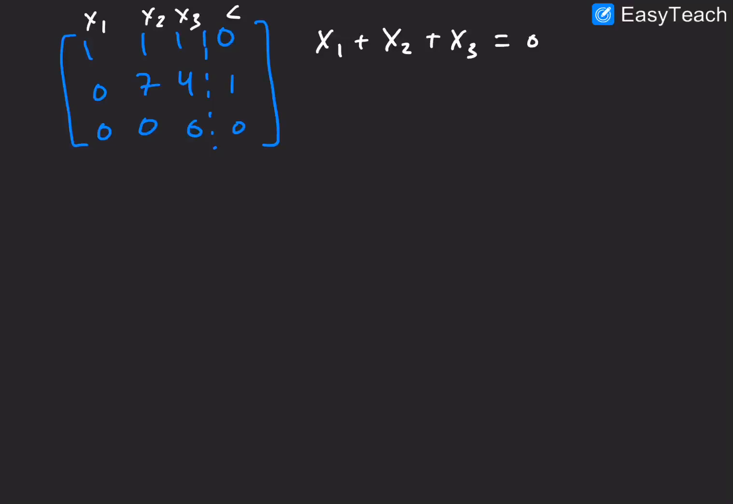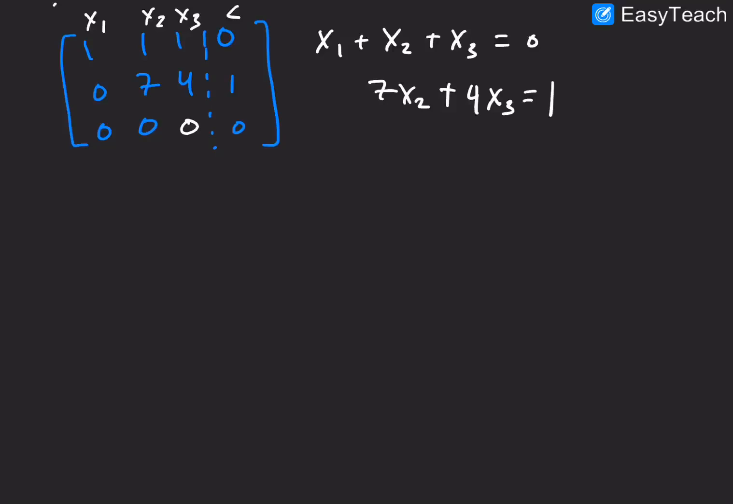Okay, so there's one equation, and my next equation will look like there's no x sub 1 coefficient, but there is one for x sub 2. So I'll say 7x2 plus 4x3 equal to 1. And if you notice, that last row is actually a 0. It's not a 6. So there are no terms or variables for that last one.